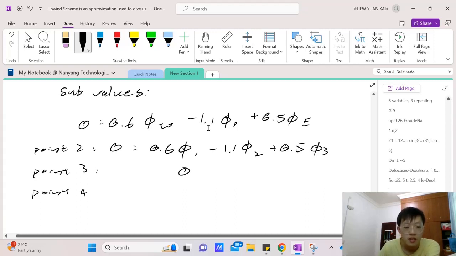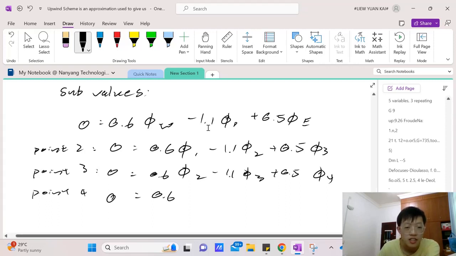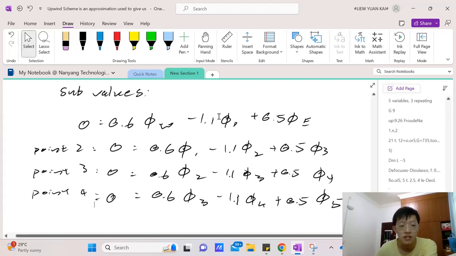So this one will become phi, this will be 0.6, then this is phi 2, 3, and 4. And lastly, it'll be the same thing, but now it's 3, 4. Okay. So yeah, the equations for points 2, 3, and 4.